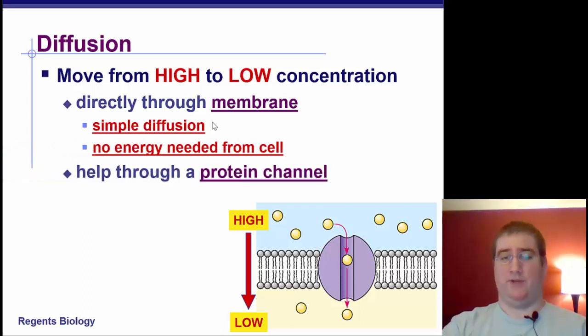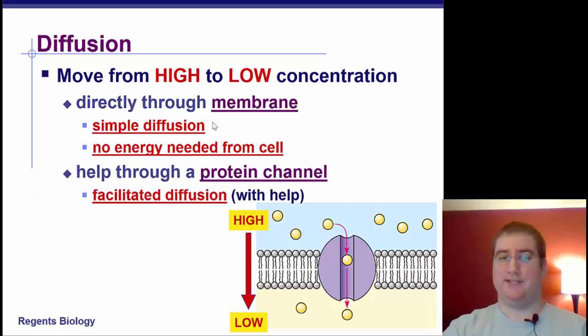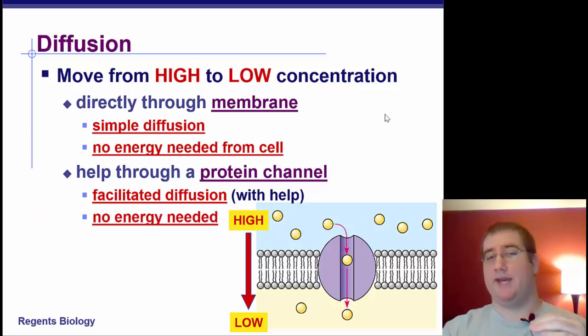When you need a channel, when you need a helper, when you need a doorway to actually get through the cell membrane, that's called facilitated diffusion. Facilitated or facilitators are helpers. So teachers are facilitators. We're helping you gain the knowledge. So facilitated diffusion means you're still going from high to low, you're still not requiring energy, but you do need that help of a door. You need an opening to actually pass through. So this is how sugar and amino acids are going to get into your cells.